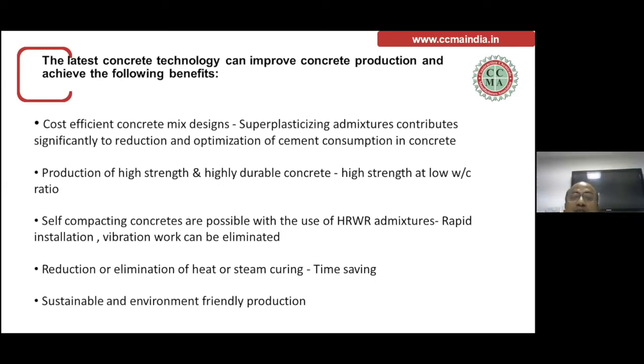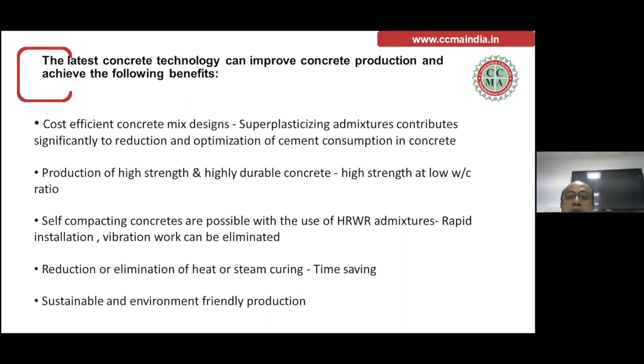And fourth, reduction or elimination of heat or steam curing. Whenever we are using this type of admixtures, like the seeding technology or the high early strength admixtures, you do not require steam curing. In the absence of those admixtures, to get the demold quickly, it needs steam curing or hot heat. So that is not required now. If that is required, steam means it needs electricity and time. So that electricity is being discarded.